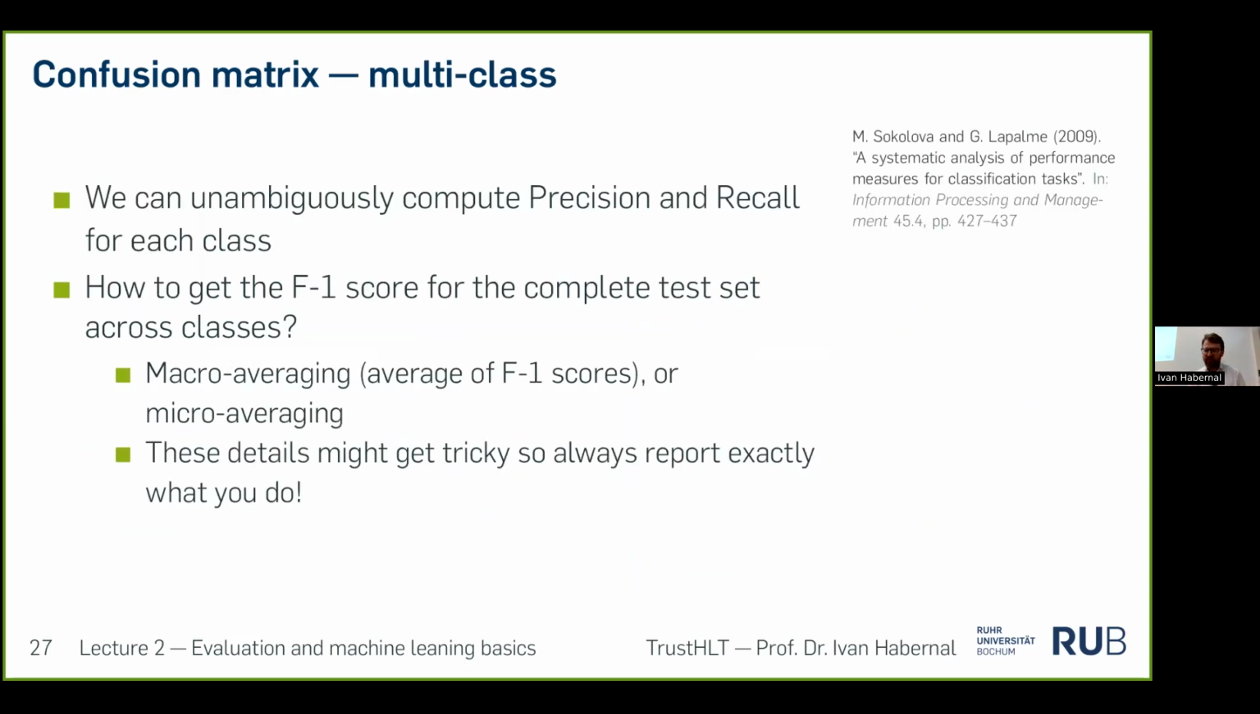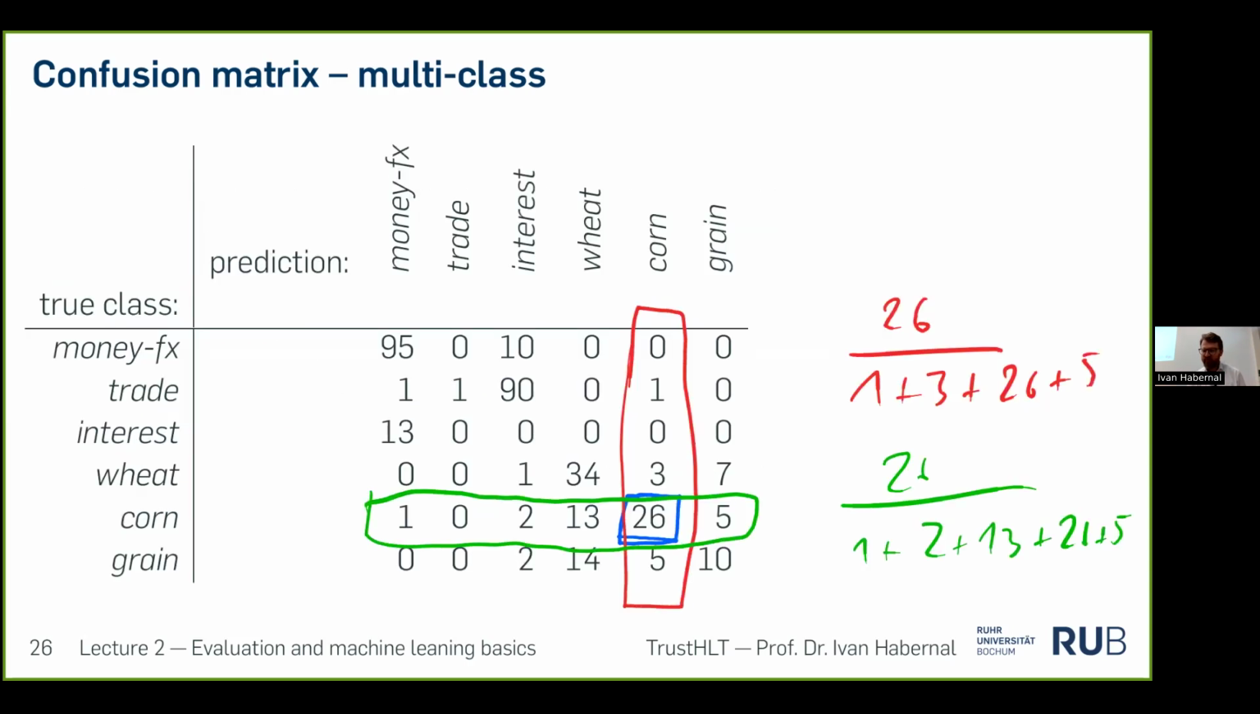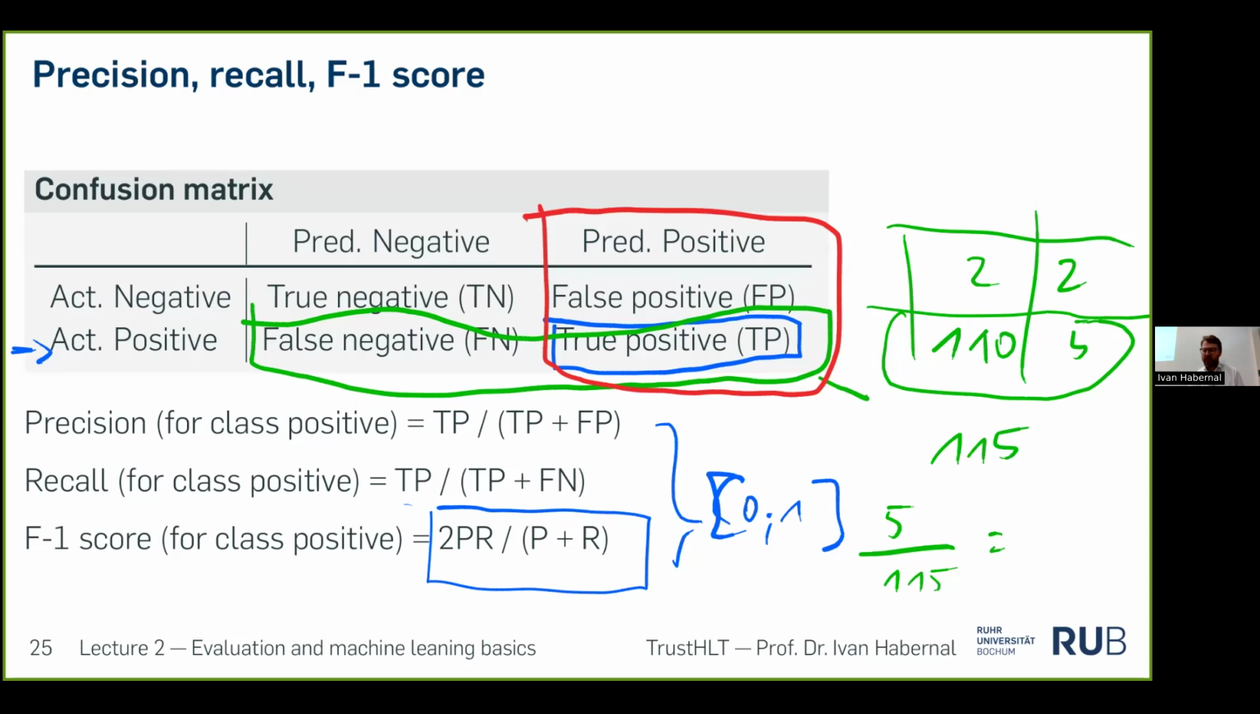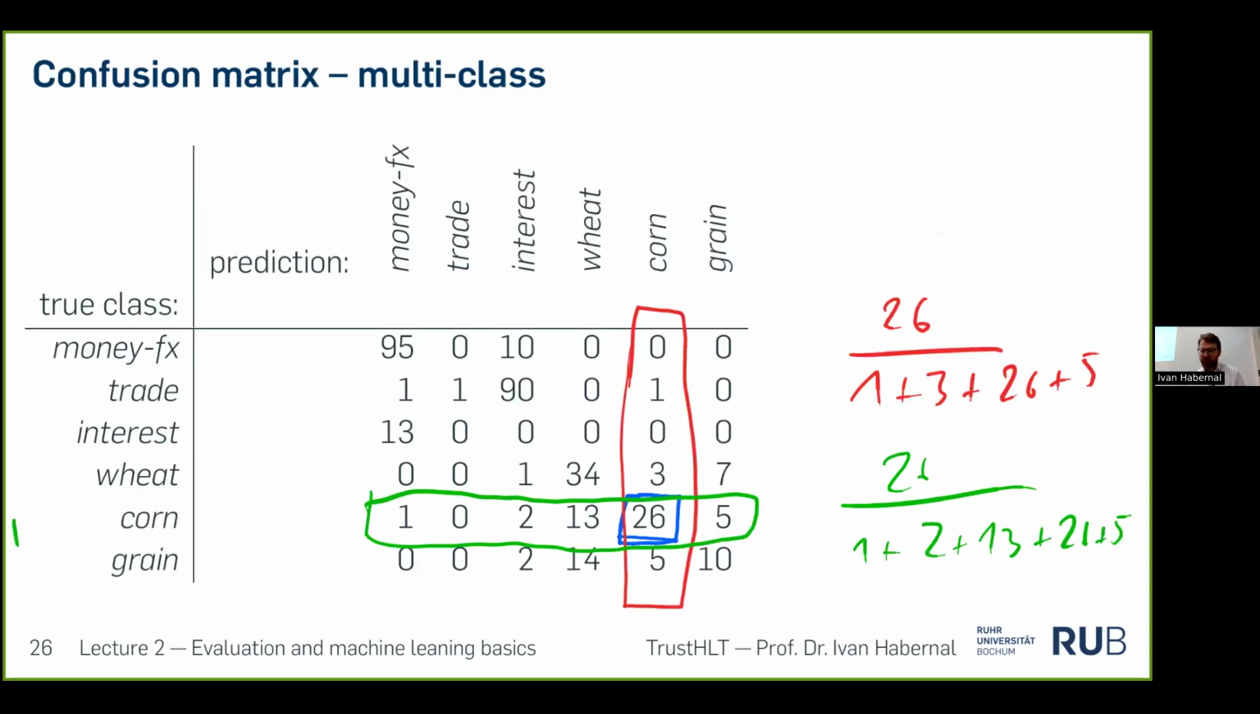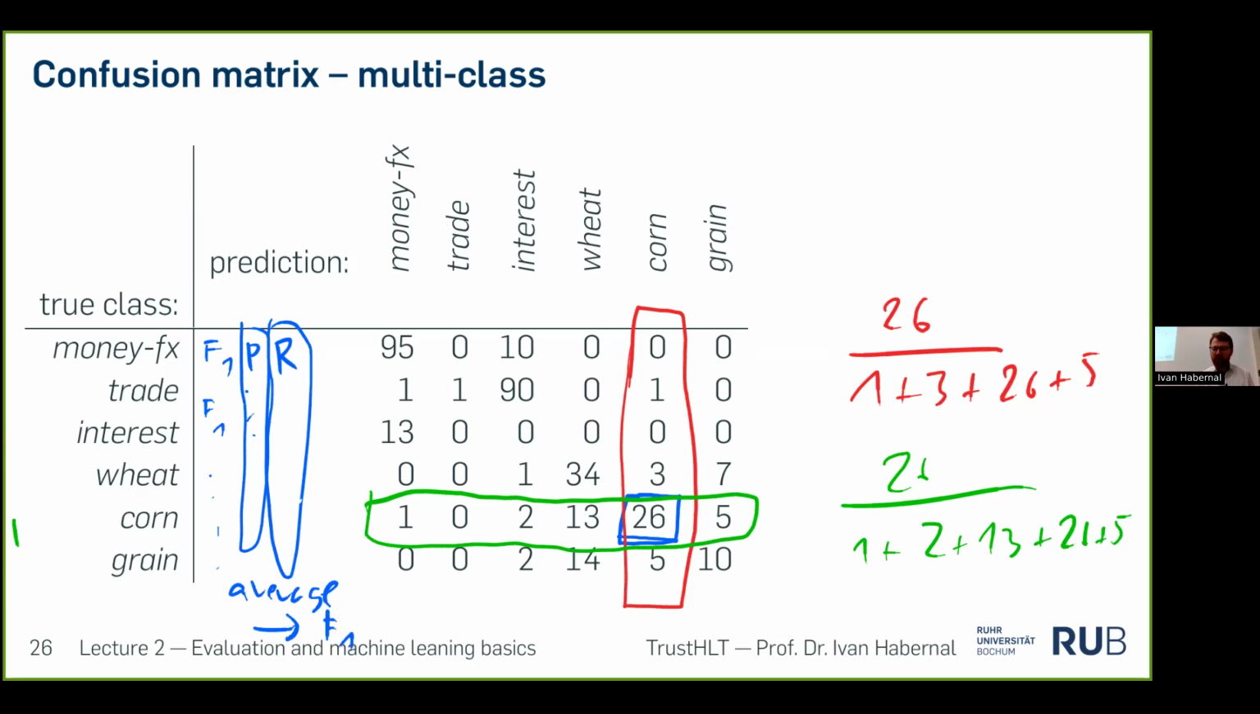So we can compute precision and recall, but for the F1 score on the complete test set, we can do two things. If you remember, or you will learn, the formula for F1 score, we have precision and recall for the class. For each of the classes, we get an F1 score, and we also get precision and recall. So we can average over precision and recall and then compute the overall F1 score, or we can compute each individual F1 score and then take the average. And you'd be surprised, you will get different results.